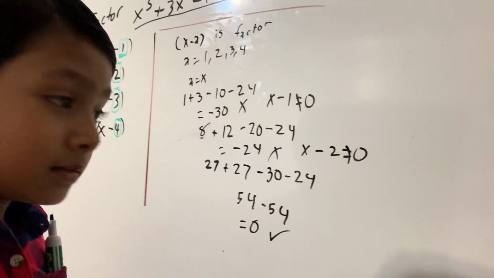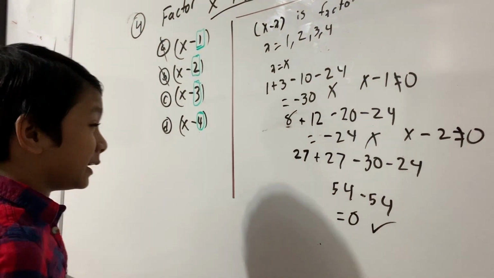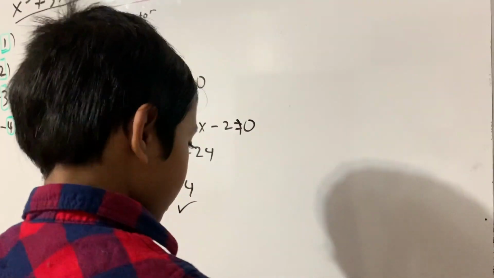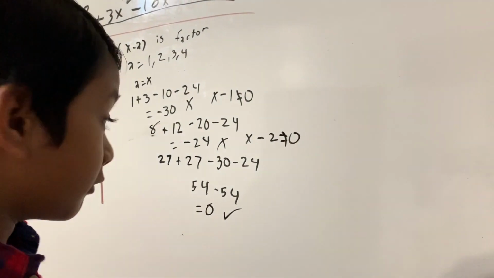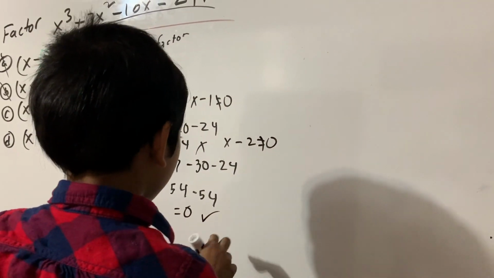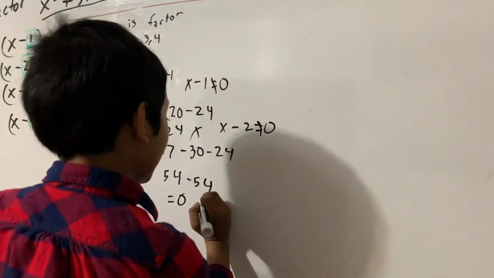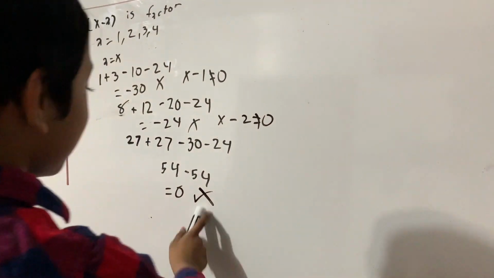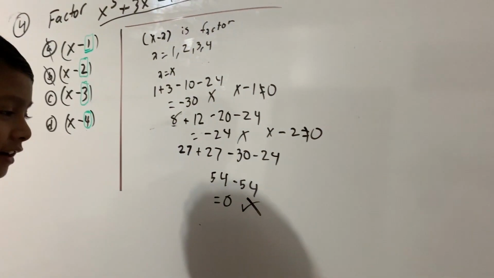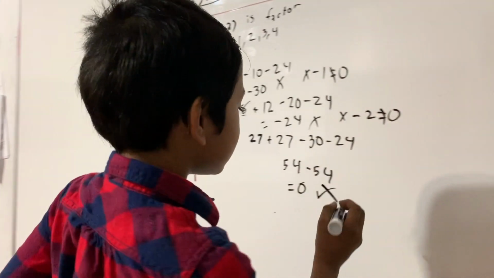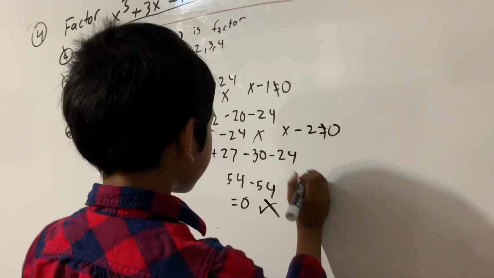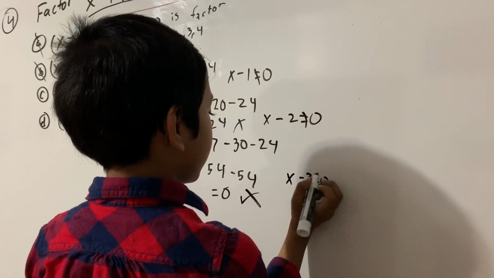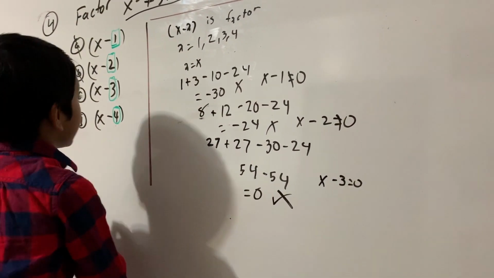But wait, maybe B might be correct. So let's not cross out C. But if D is correct, we may cross out C. So it's seemingly correct, but it could also be wrong. So it looks like a check and a cross. So x minus 3 is equal to 0, therefore it can be x minus 3.